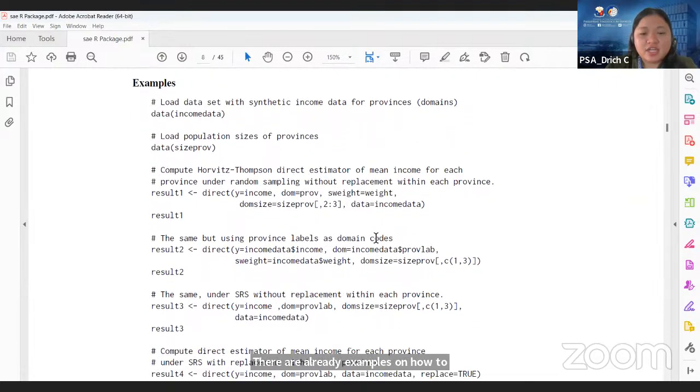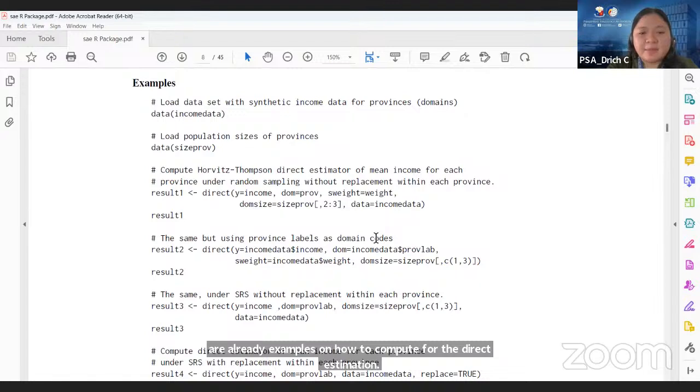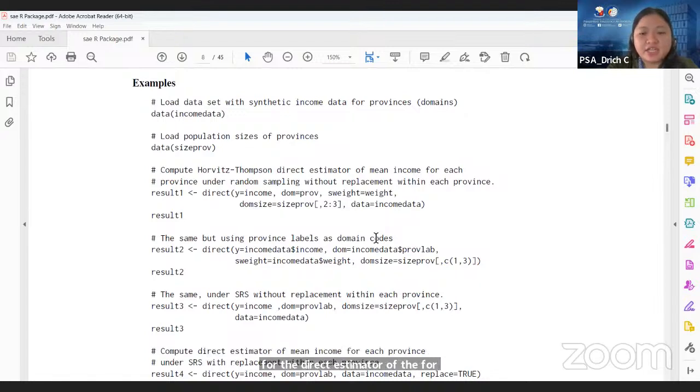For the direct estimator, for example, the example is that they are estimating the mean income for each domain or province. So once you have your income data, you can use the R code or R command for the direct estimation. You can just fill in the necessary parameters to come up with the results, and you can even tweak them upon your convenience.